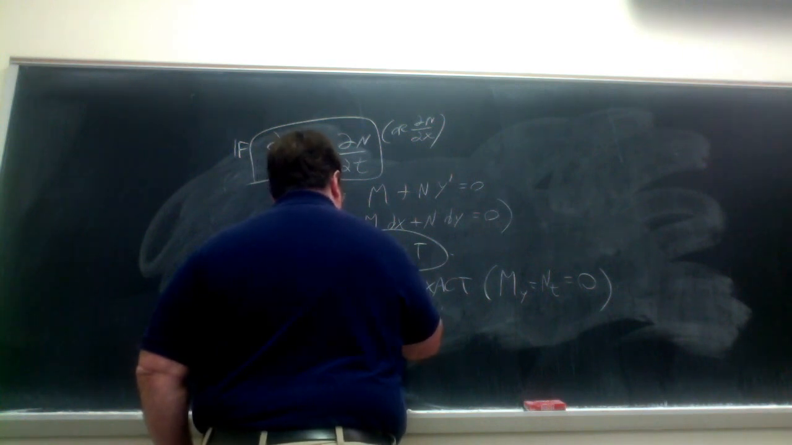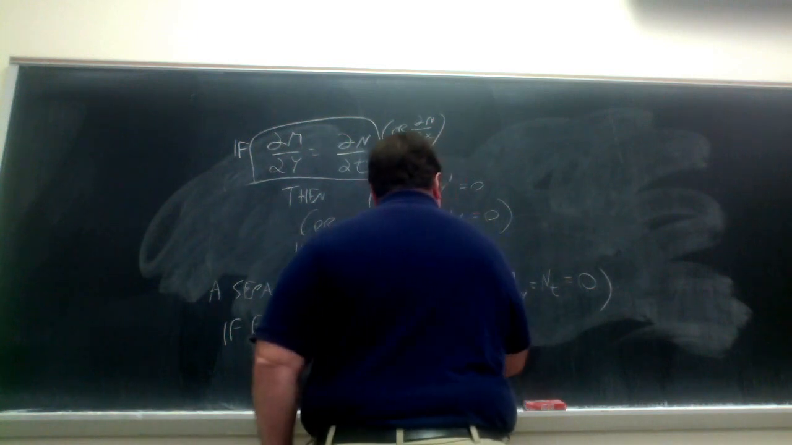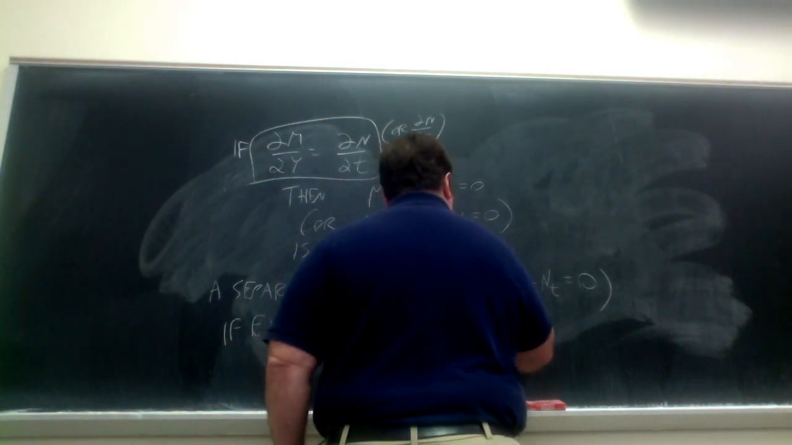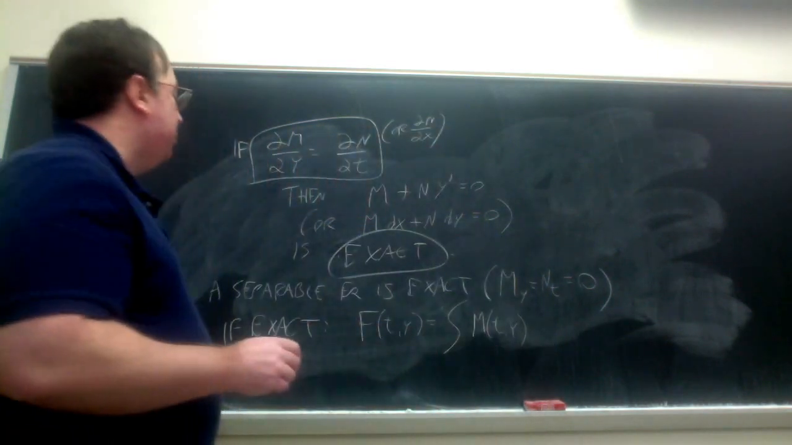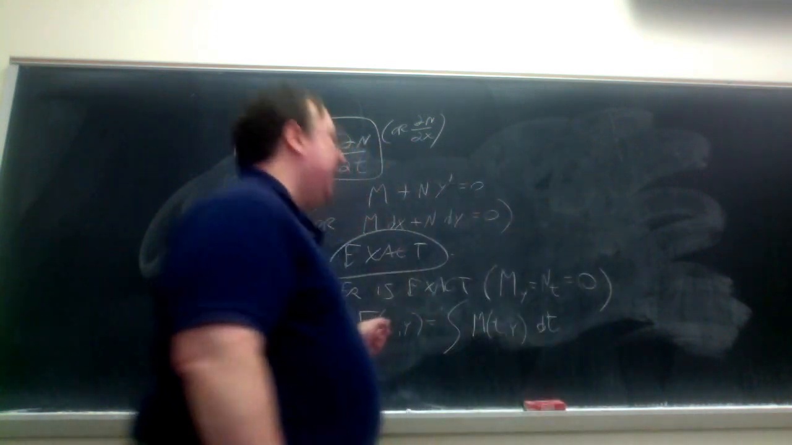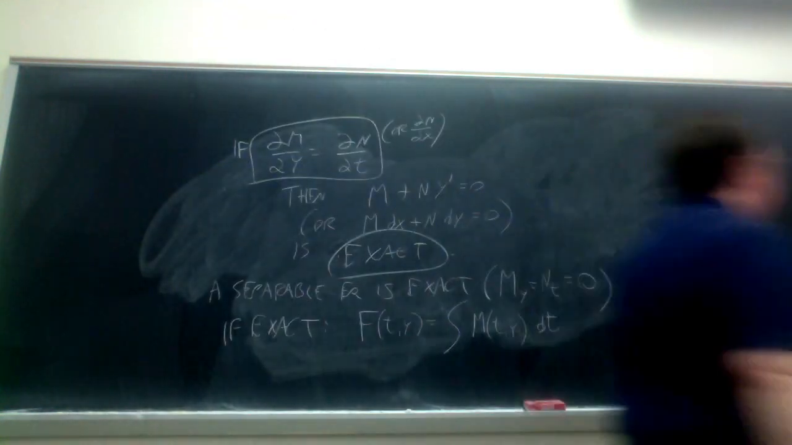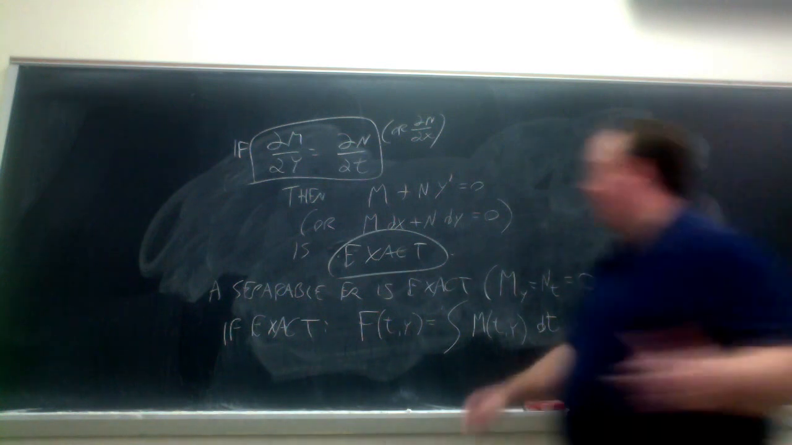So then, your function big F is the integral of M with respect to t. And the reason for that is here on the upper board, that dF/dt is equal to M. F is what we want. We integrate both sides of that equation with respect to t.